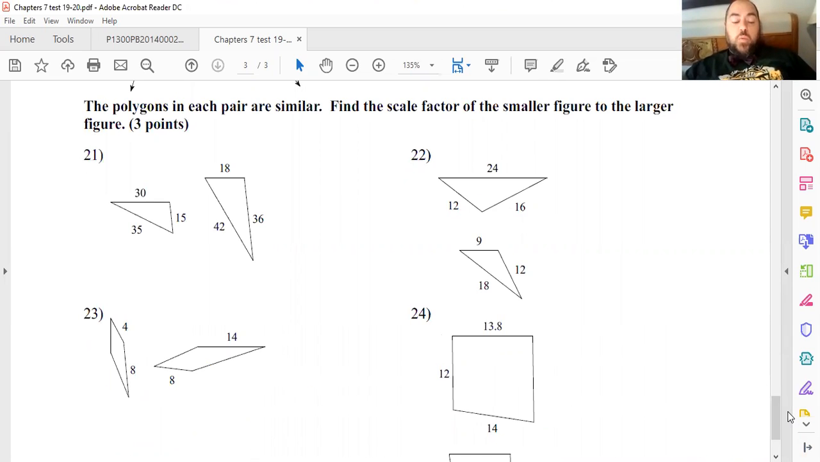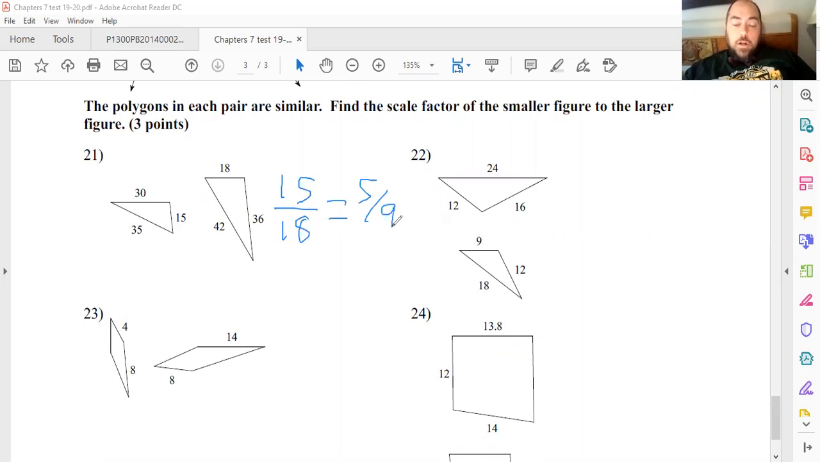So what we want to do is the ratio of the smaller one to the bigger one. So we're going to take the 2 short sides. We're going to go 15 to 18. We reduce that so we can pull a 3 out of each one. We get 5 to 9.